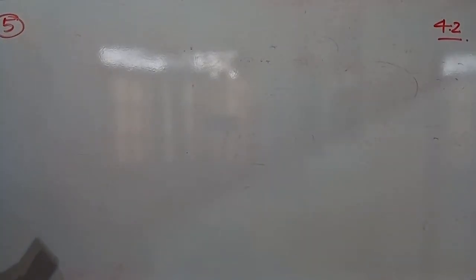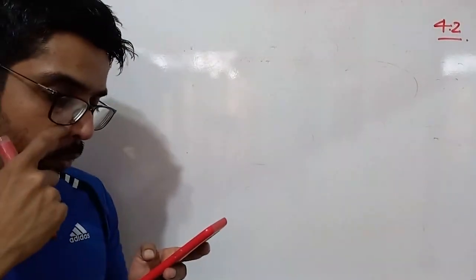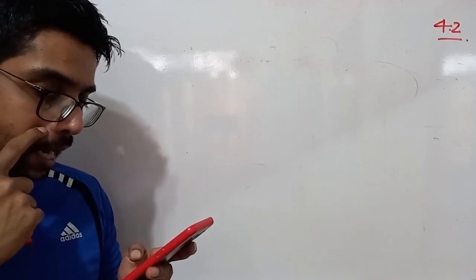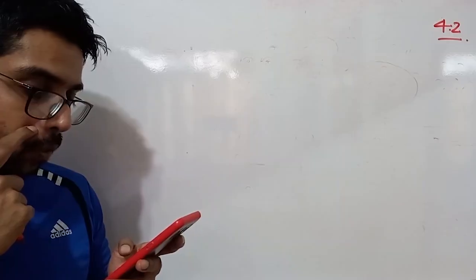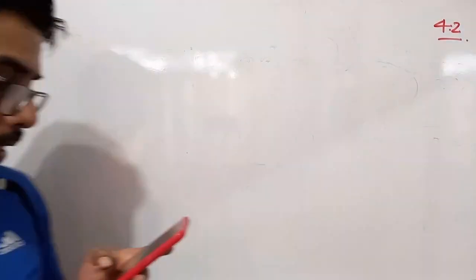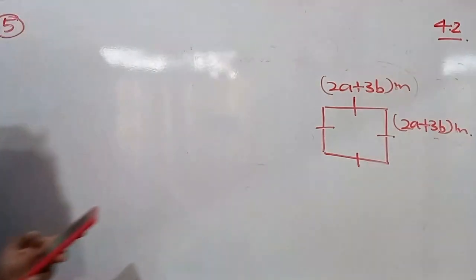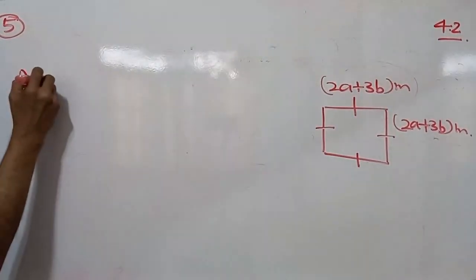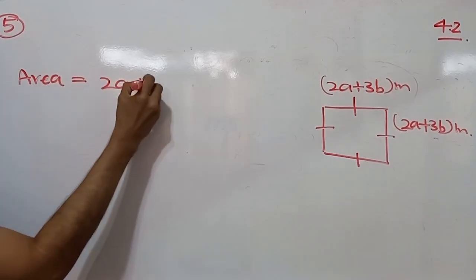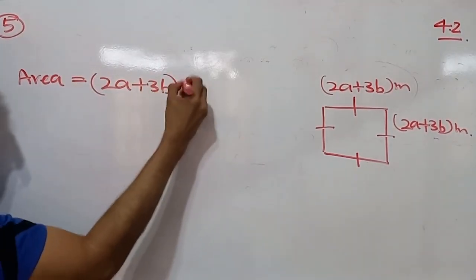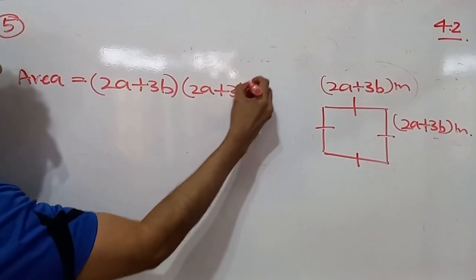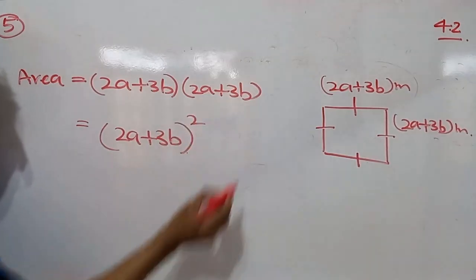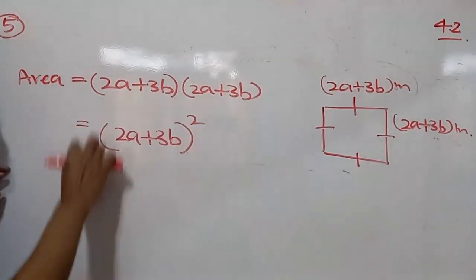Question number 5. If the length of a side of a square-shaped room is given as within brackets 2a plus 3b meters, write down an expression for the area of the room in terms of a and b and expand it. Right. So what do we have to do? We have to find the area. Right. Area. That is what? 2a plus 3b into 2a plus 3b. මේ කියන්නේ මොකක්ද? 2a plus 3b whole thing squared, no? Right. So we have to expand this.